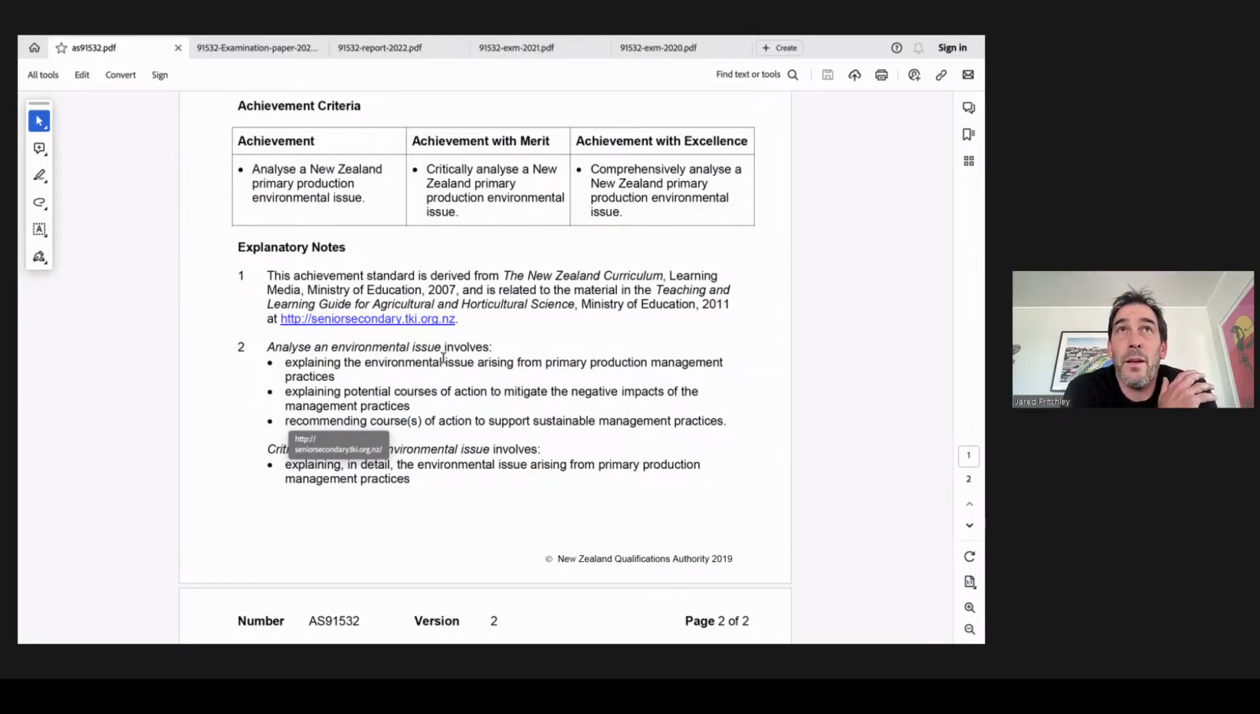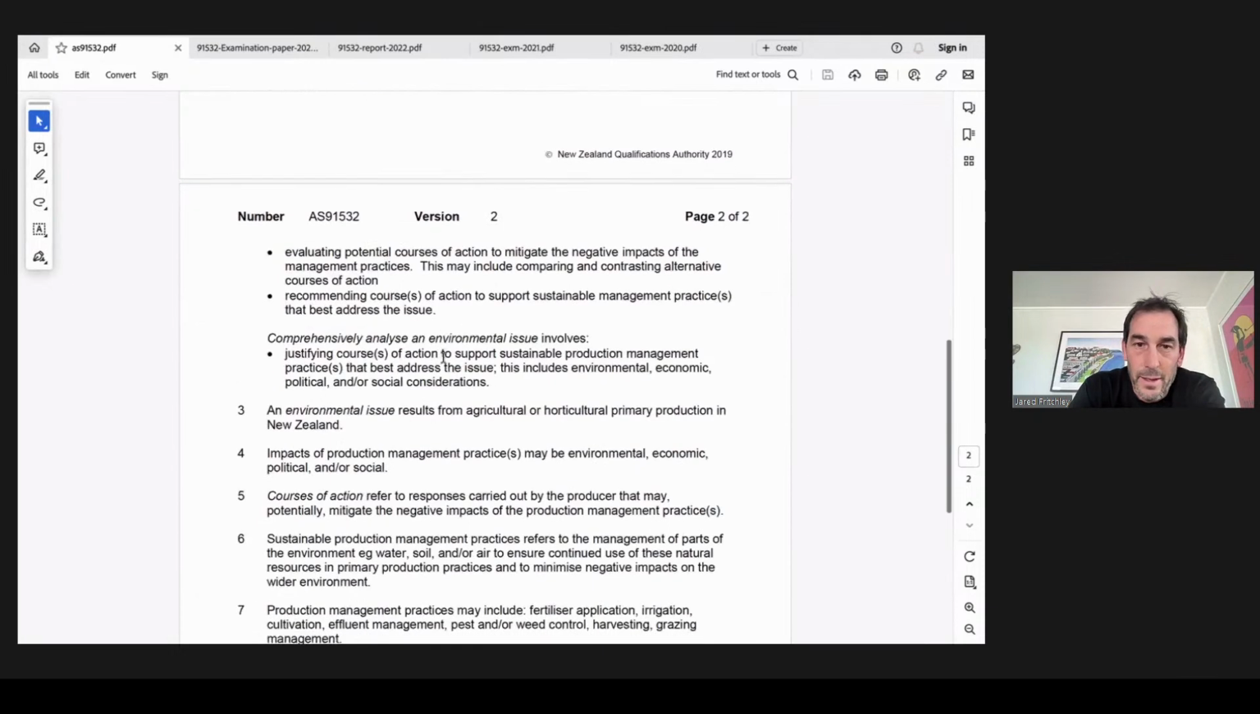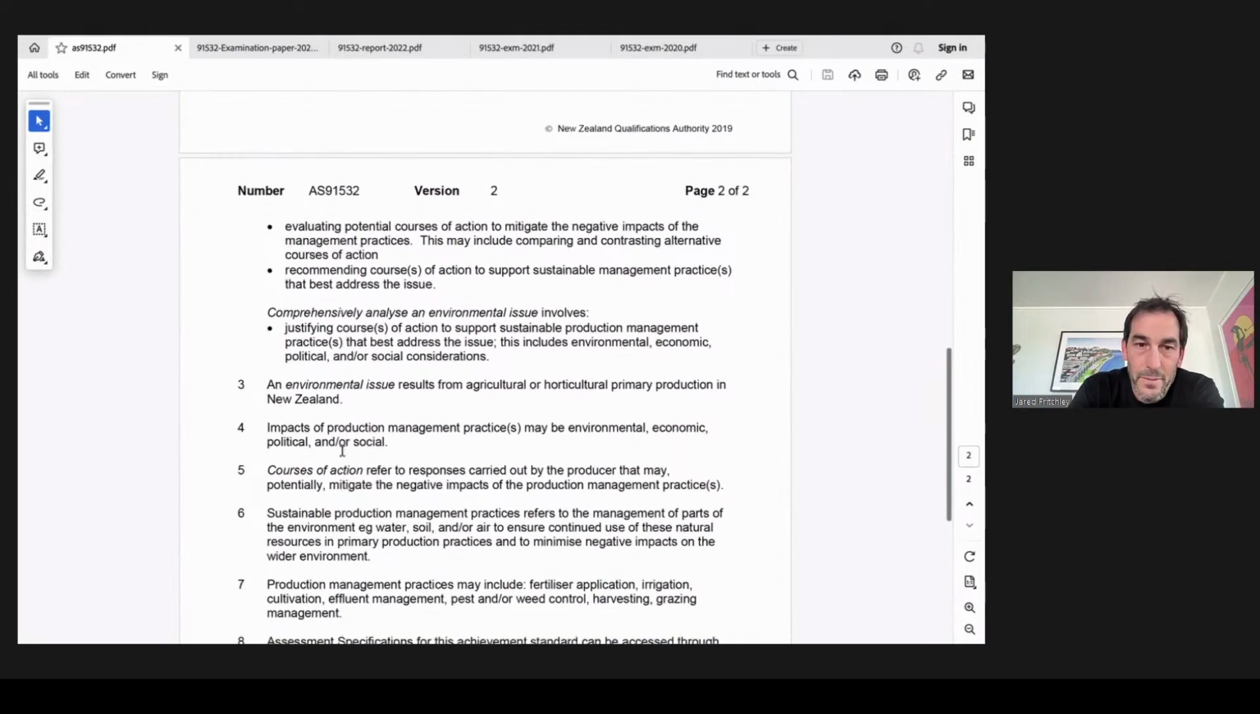So for me, and from the standard, and we'll look at it further down, when we talk about the environmental issue, we're looking at the impacts of our primary production system. I'm looking with my students at how, when we're farming, and we happen to look at sheep and beef this year as opposed to perhaps dairy last year, we're looking at what are the environmental implications from farming our animals.